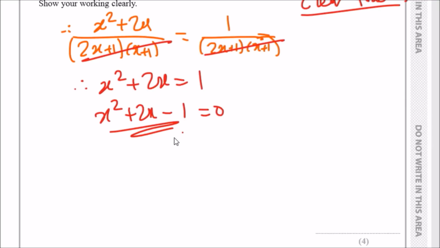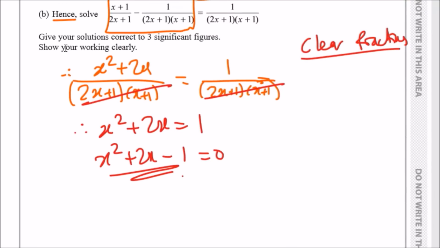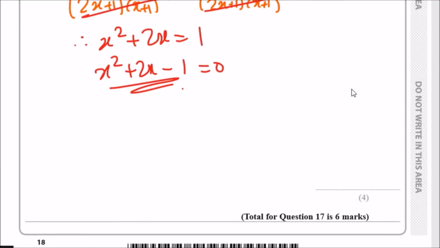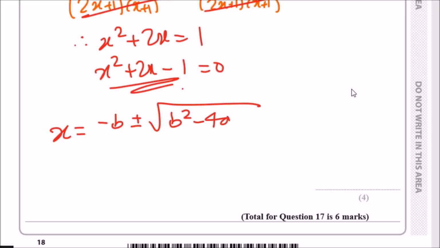I just realized that this question wants you to use the quadratic formula because it gives you the answer to 3 significant figures. So they knew that this wasn't obvious. So using the quadratic formula, which is x equals minus b plus or minus the square root of b squared minus 4ac, all over 2a. Just FYI, this is in the formula book, right at the top of the page.